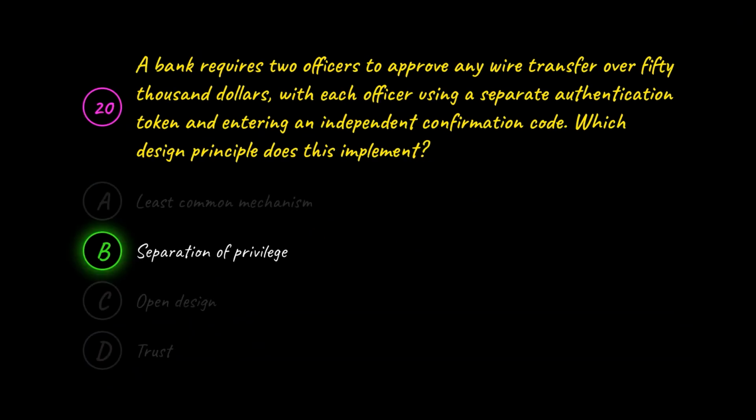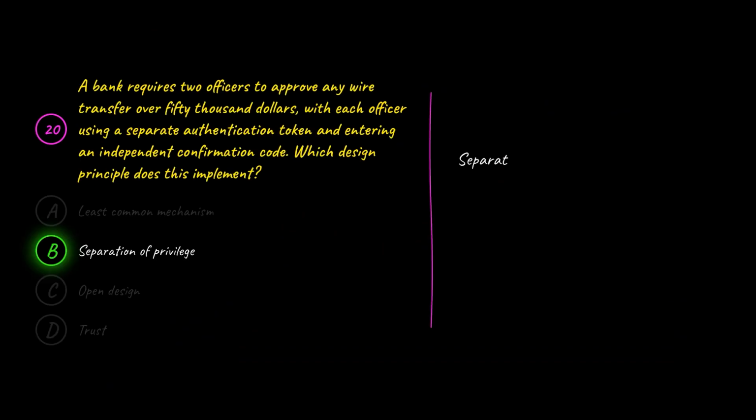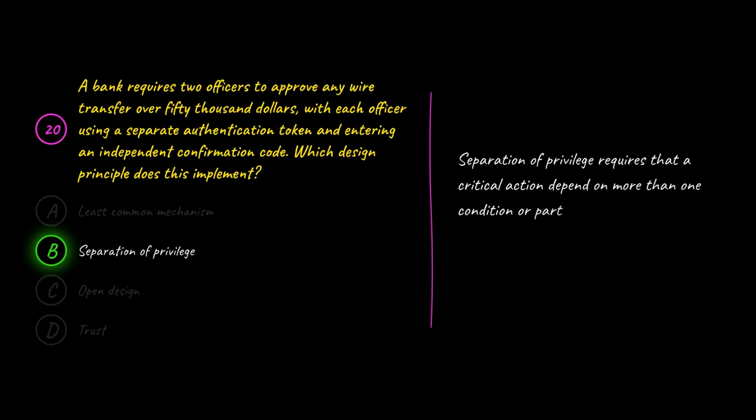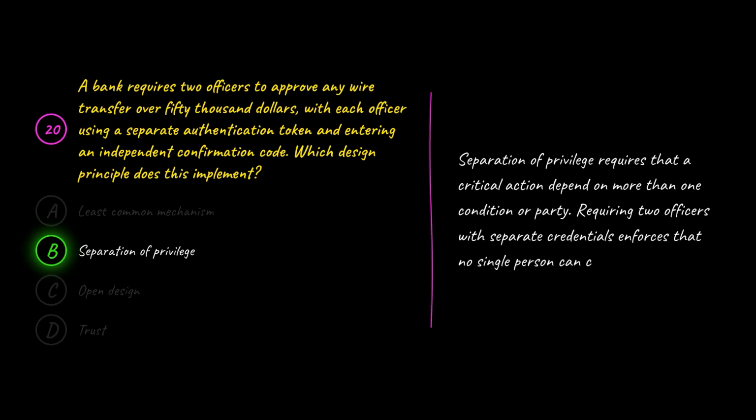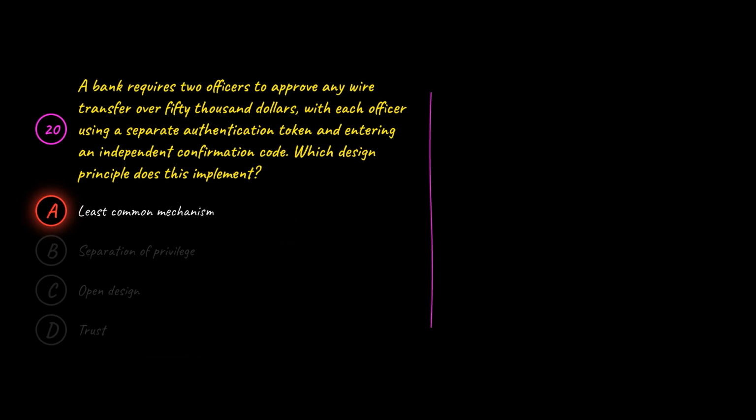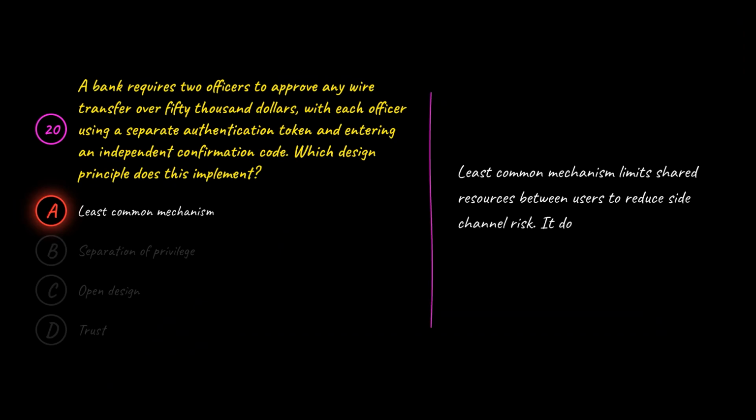Separation of privilege. B is correct because separation of privilege requires that a critical action depend on more than one condition or party. Requiring 2 officers with separate credentials enforces that no single person can complete the transfer. A is wrong because least common mechanism limits shared resources between users to reduce side channel risk. It does not address multi-party authorization.